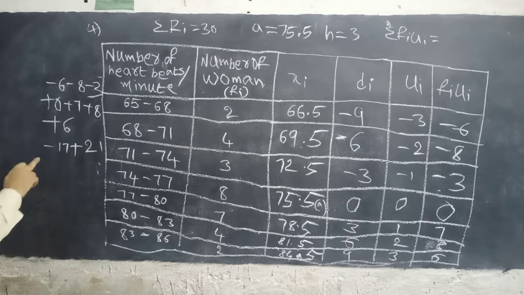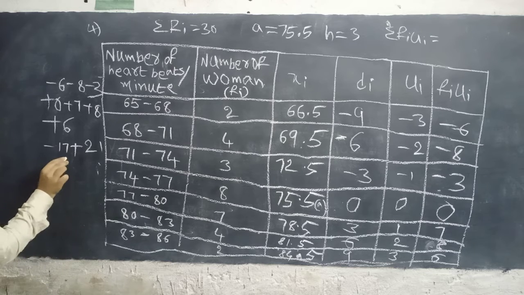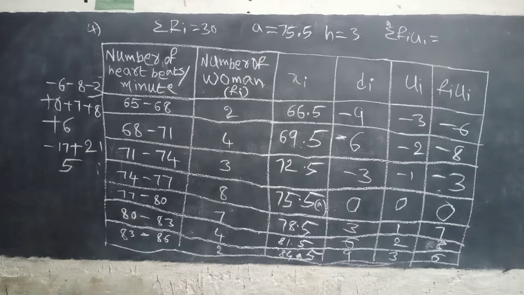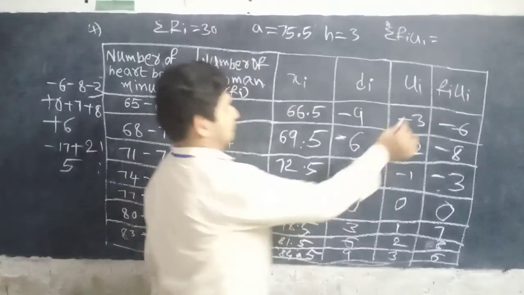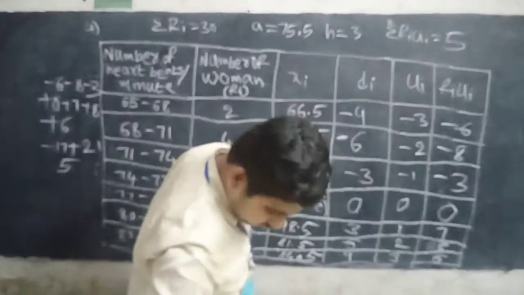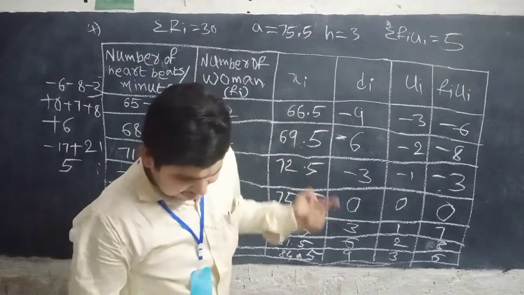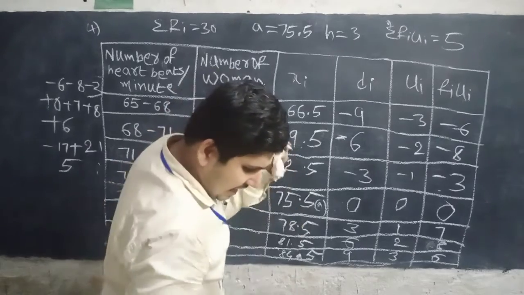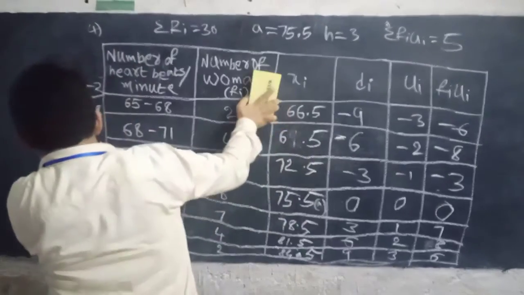Okay. Now minus into minus. 21 minus 70 how much? 5. Okay. Comparing to 70, 21 is bigger. So plus symbol. So sigma fi ui equal what? 5. Okay. Now what you have to do? You have to find the mean value.